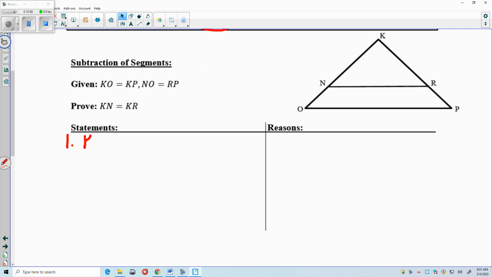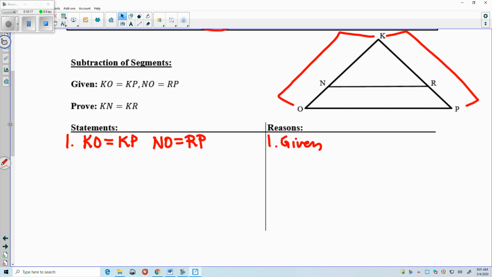So we're going to start with our givens. KO is equal to KP, and I have NO is equal to RP. Okay, so if we look at our picture, KO, the whole side here is equal to KP, and then I have NO is equal to RP. And what we're trying to prove then is the top two segments, KN and KR, are equal. So it's going to be very similar to how we dealt with this with addition.